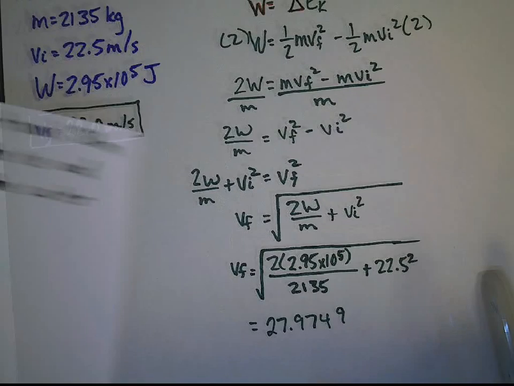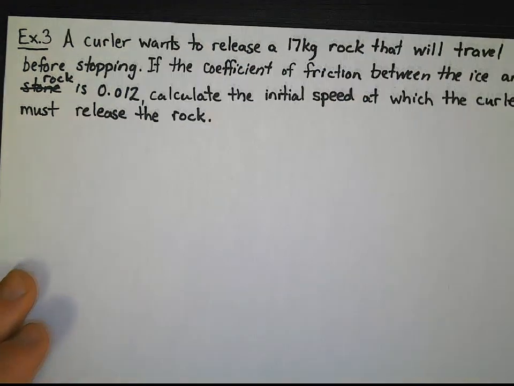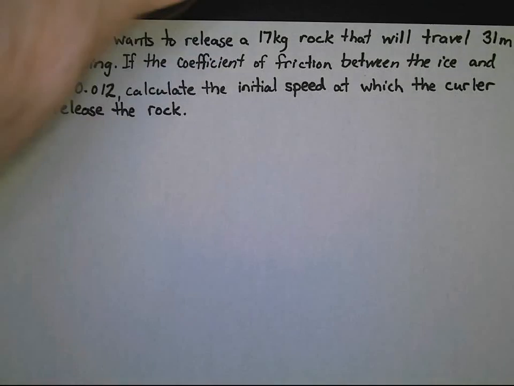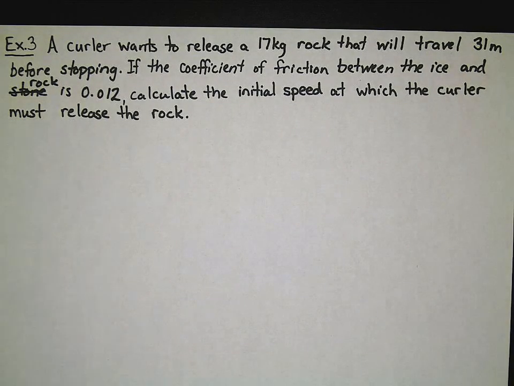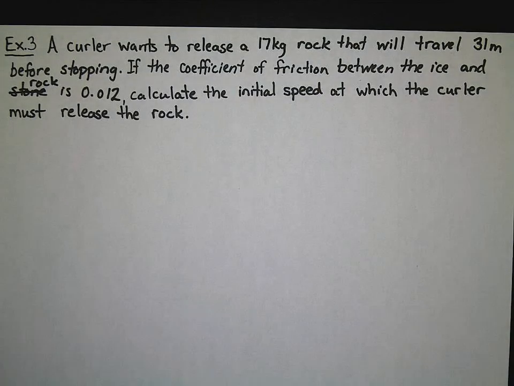Final example. What happens if I have a curler? Since the women's curling championship just finished, I believe the men's curling championship is now going on, I think. And that curling rock is 17 kilograms in mass and wants to travel 31 meters and then stop. If the coefficient of friction on the ice and the rock is 0.012, let's figure out our initial speed.